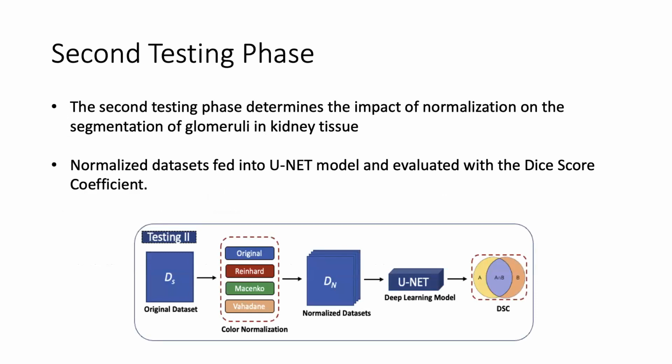The second testing phase is where we actually evaluate the impact of color normalization on segmentation performance. So once the normalized data sets were fed into the UNet model, they would be evaluated and compared with the dice coefficient.